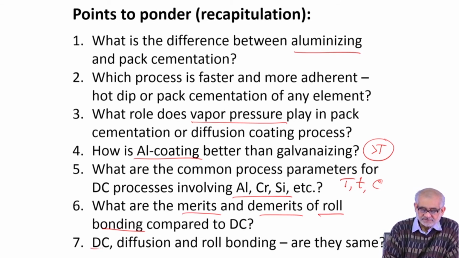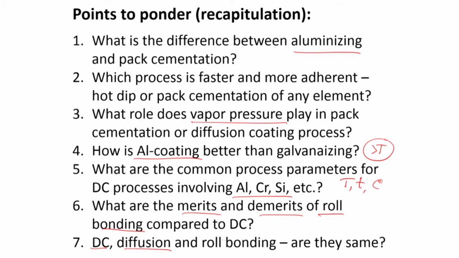So diffusion coating, diffusion bonding and roll bonding are very similar but not exactly the same. In diffusion coating, there is no application of pressure. In both diffusion bonding and roll bonding, you are talking about the application of pressure, but diffusion bonding is essentially a high temperature process where diffusion is the primary reason for the bonding, and mechanical activation is the main reason for roll bonding processes.